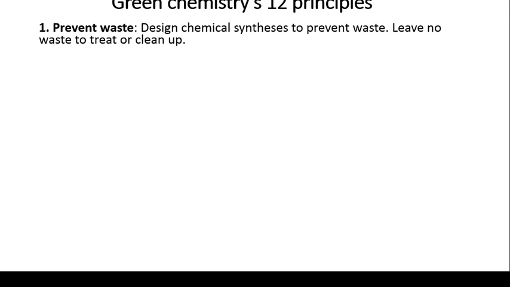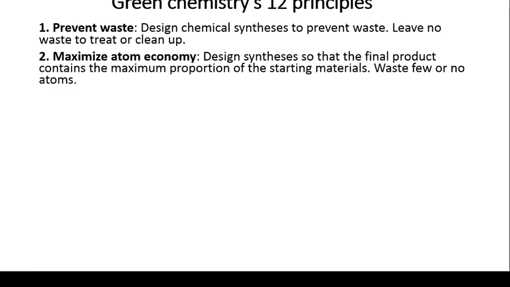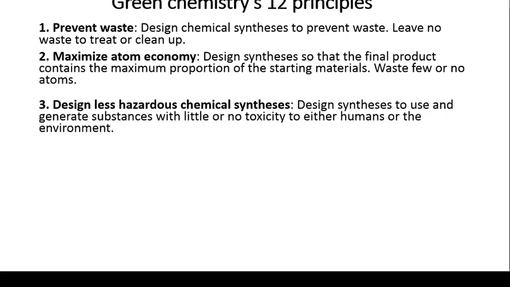Talking in detail about these different principles, first is to prevent waste, that is, the chemical synthesis is designed in such a way as to prevent the generation of waste. No waste is left at the end of the chemical process. Next is maximum atom economy. To maximize atom economy, the synthesis is designed in such a way that the final product contains the maximum proportion of raw material and a lesser proportion of waste is generated.